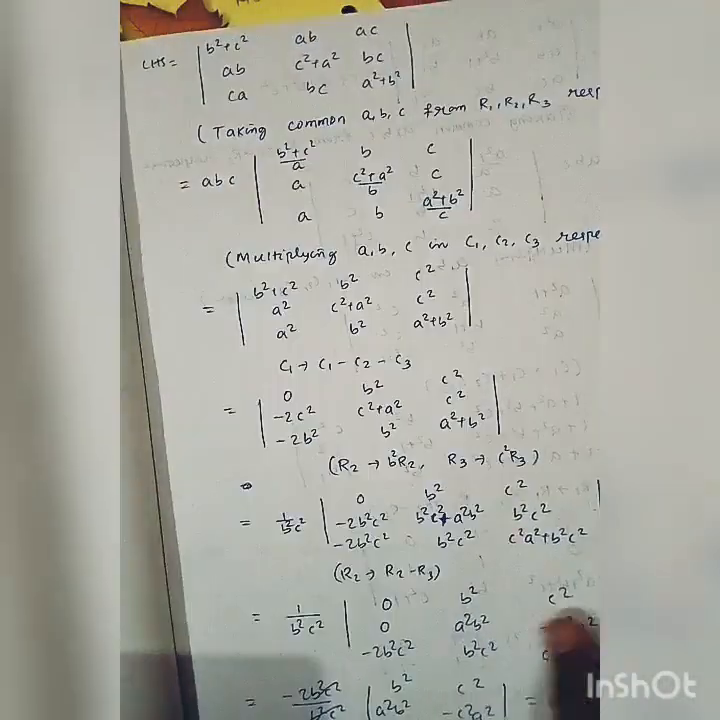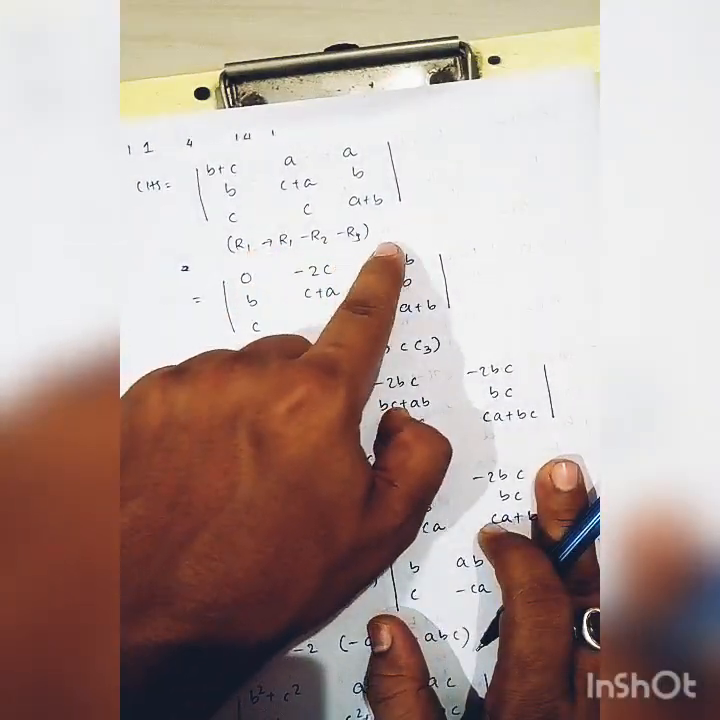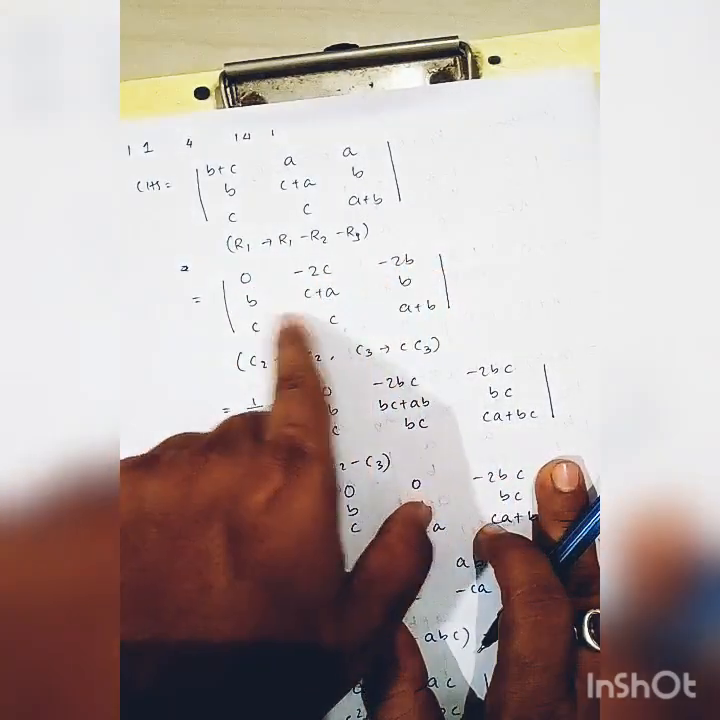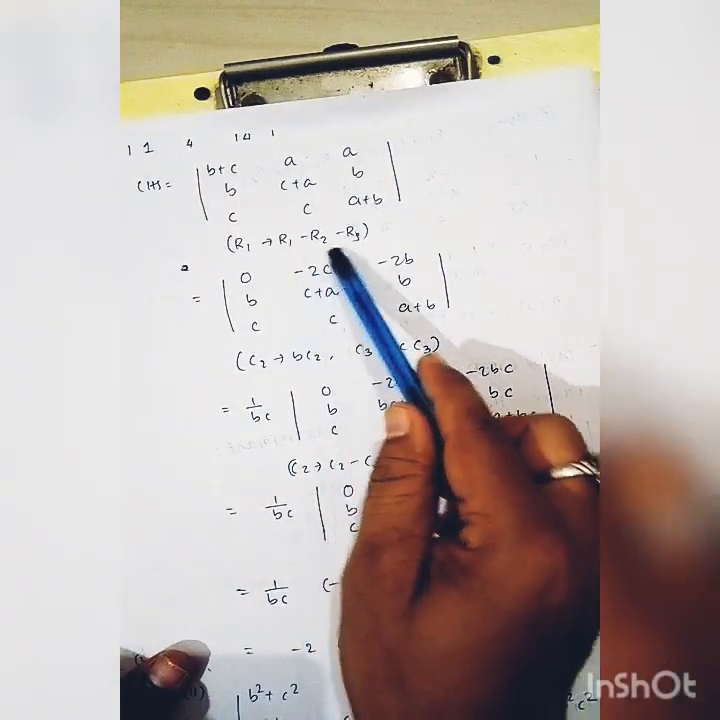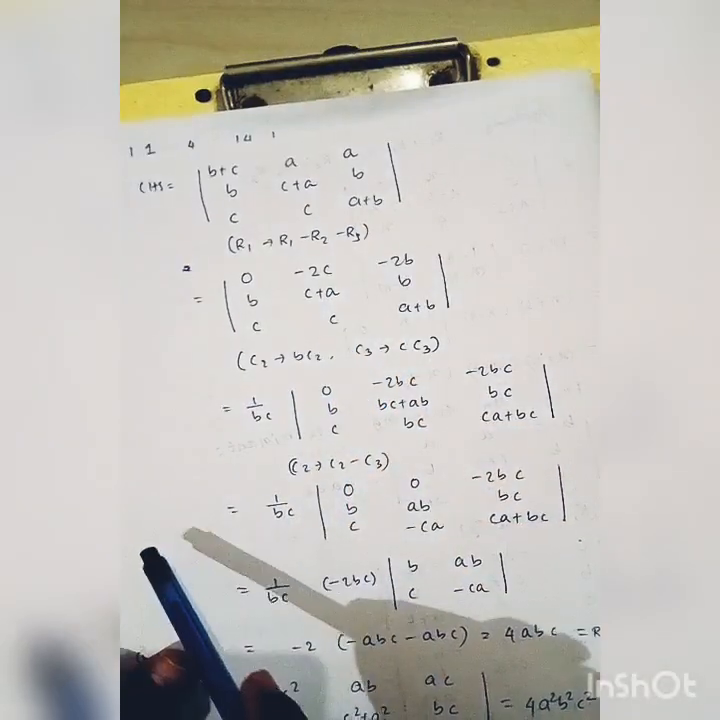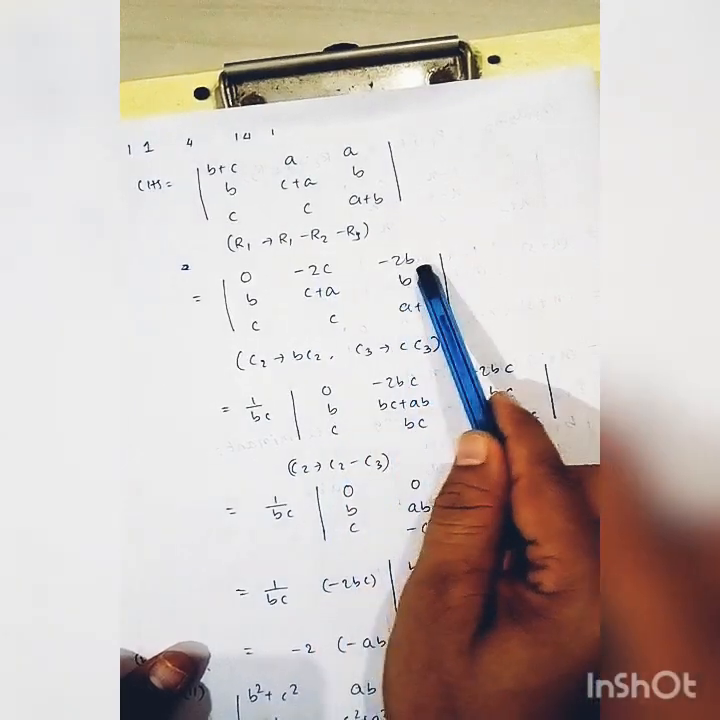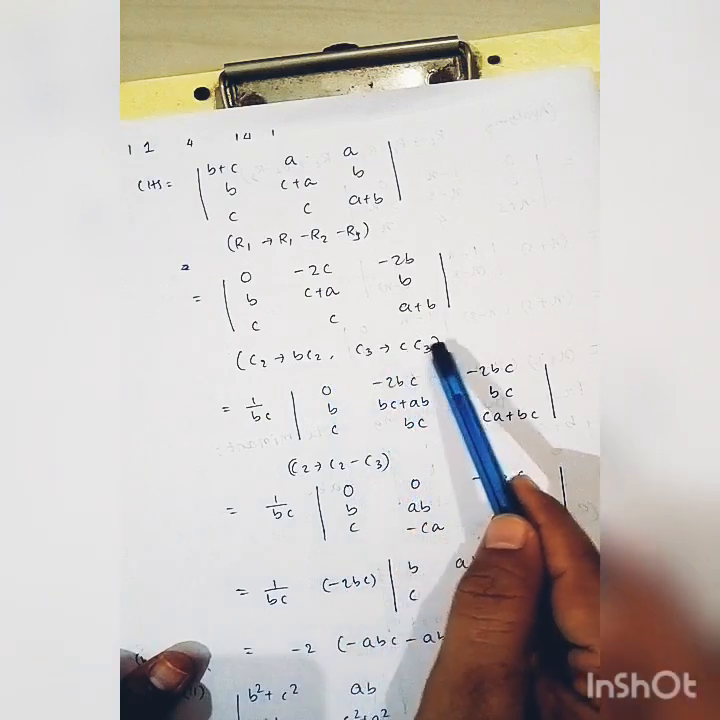Or we can solve in this way. Again I just read the question, that is, start from LHS. If you now apply the property r1 minus r2 minus r3 to reduce this b plus c to 0, it is 0, minus 2c, minus 2b, again we get this. Now if we multiply b in column 2 and c in column 3, it became minus 2bc, it became minus 2bc. So column 2 is replaced by b into column 2, column 3 is replaced by c into column 3.